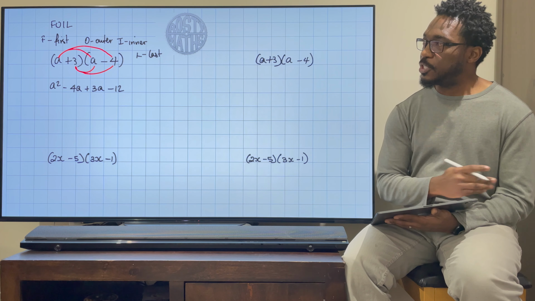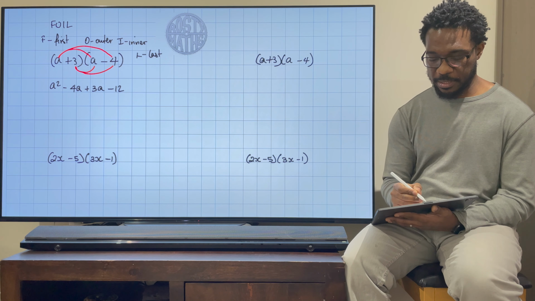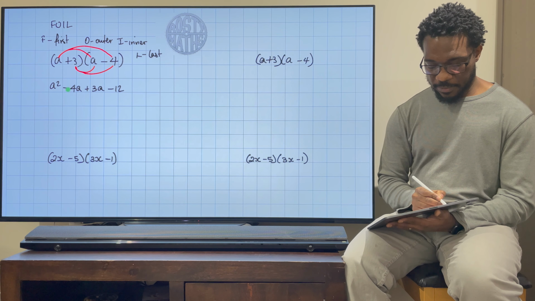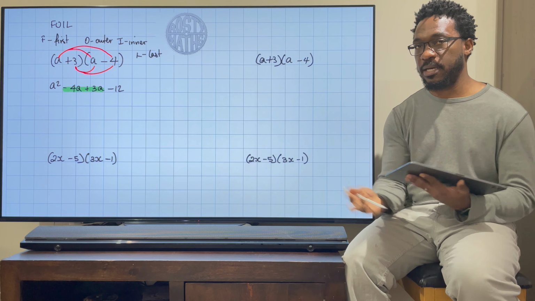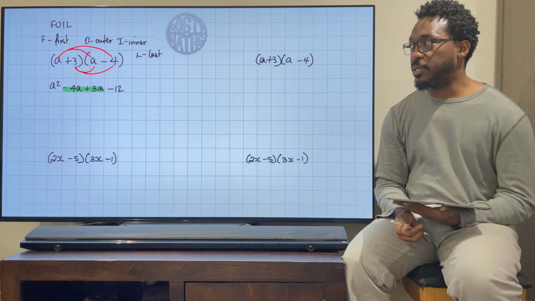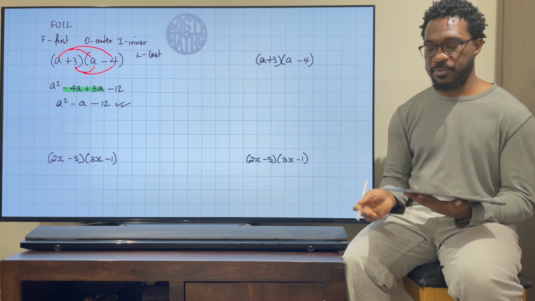Now, that video that I mentioned before on collecting like terms, which I've already linked to in this video. You can see I've got 4a and 3a there. They are like terms, so I can combine those two, but there's no other a squared, so I'm going to have to keep that a squared there. And then minus 4 add 3 is going to be negative 1a, or just negative a if you like. And then I've got that minus 12 there. And this is now finished.